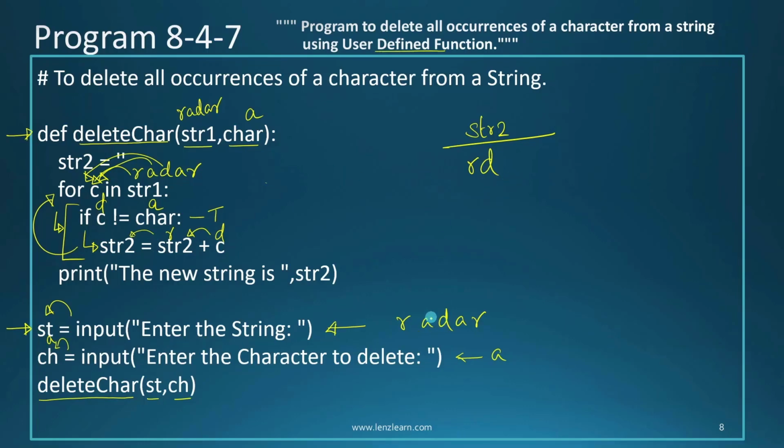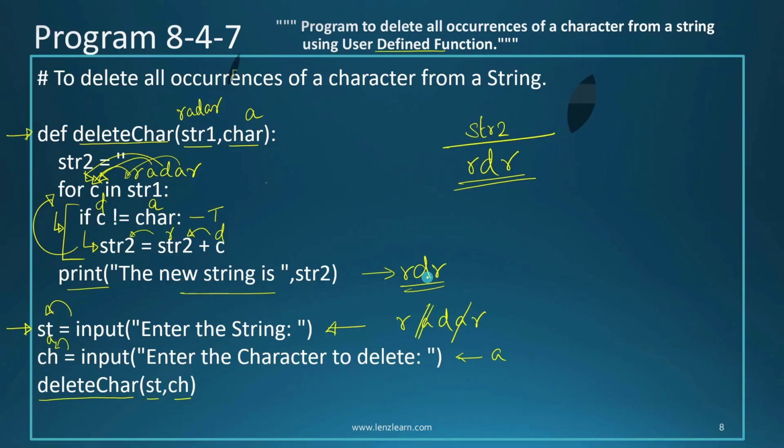So now you see A is not coming in the output. So the next character A will be loaded. So this time this condition will be false. It will not be added to str2. And finally R will be loaded. At that time it will be true. It will be loaded into str2. So now str2 has RDR. And finally you will print the new string without A, which is RDR. So we have just removed both A's from radar and we have printed the result.